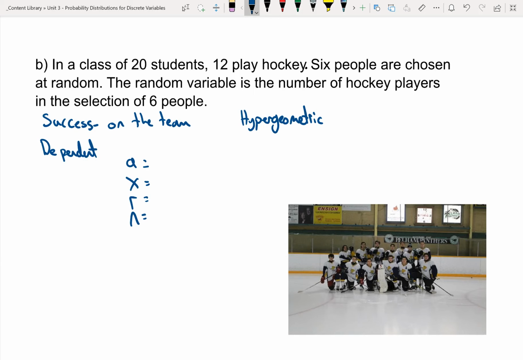So my A value, what is it? My total number of possible successes. There are 12 for the 12 people that play hockey. X, what is the actual number of successes I'm looking for? That could be either 0, 1, 2, 3, 4, 5, or 6, depending on what we're looking at. Our R, or number of trials, is 6, and our N, or total number of possible outcomes, would be 20 for the 20 students in the class.